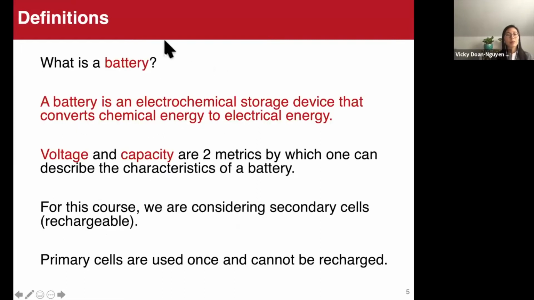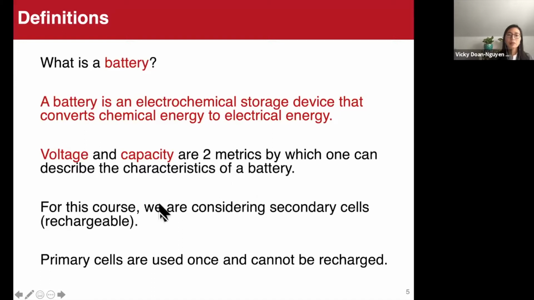So let's start off with definitions. What exactly is a battery? Well, a battery is an electrochemical storage device that converts chemical energy to electrical energy. So what are some metrics by which we can talk about or describe a battery? Well, voltage and capacity are two metrics by which we can describe the characteristics of a battery.